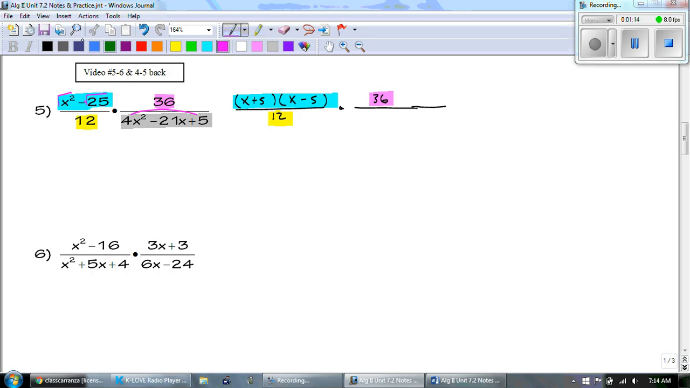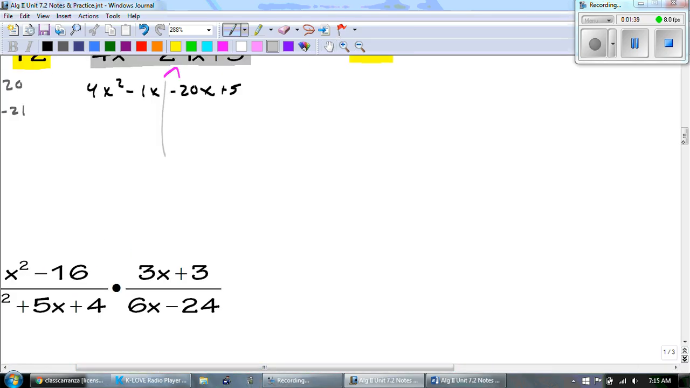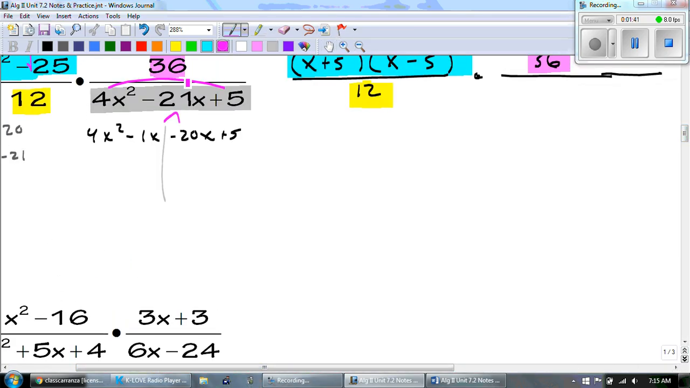So as I do that, I'm looking for numbers that multiply to get to 20 and add to get to negative 21. And that is negative 1 and negative 20. So we get 4x squared minus 1x minus 20x plus 5. We split the middle term. Sorry, I'll zoom in a little bit so you can read my chicken scratch.